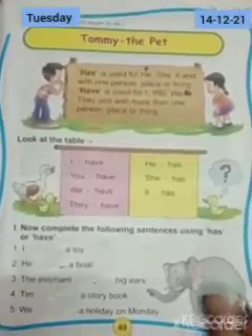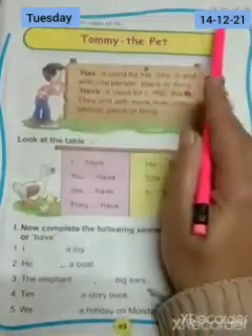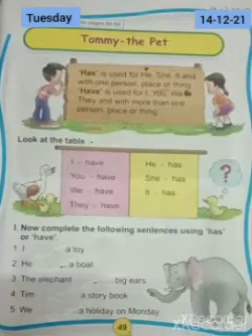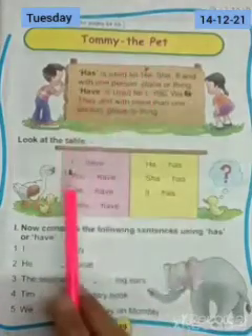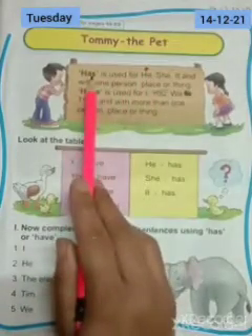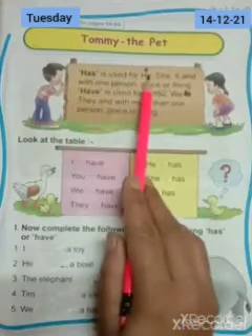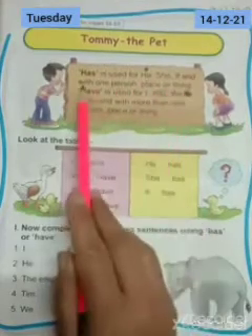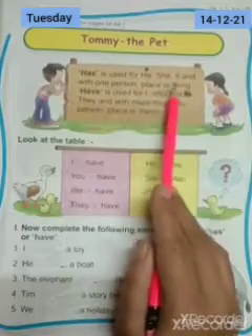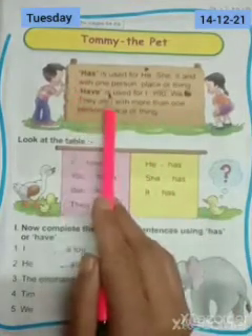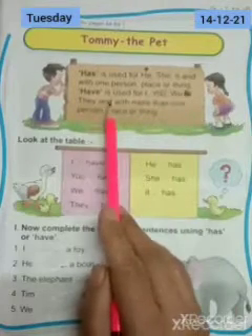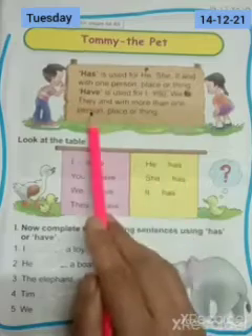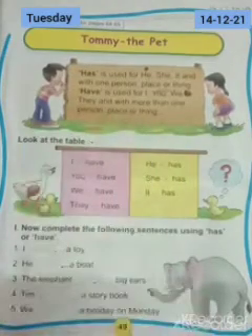Open page number 49. Children, write down day and date on the top of this page. Now let's read the heading Tommy the Pet. Now read the paragraph. Has is used for he, she, it and with one person, place or thing. Have is used for I, you, we or they and with more than one person, place or thing.